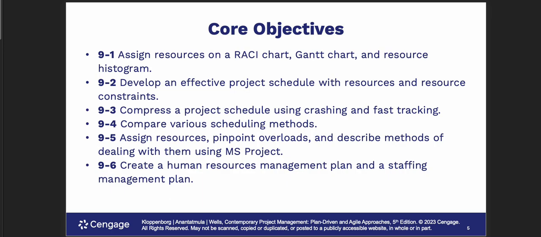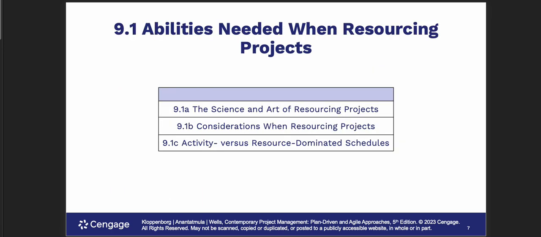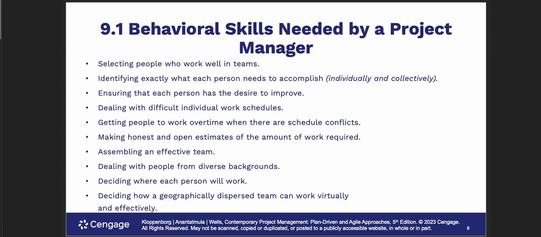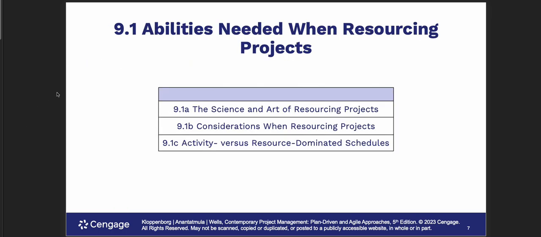So those are the objectives. First, the science and art of resourcing projects. Note the science and art part. Let me go back again to that. Well, the science part is what can be calculated or numerically identified: timetables, averages, things of that nature. The element of project management that becomes more art-like is managing the people.